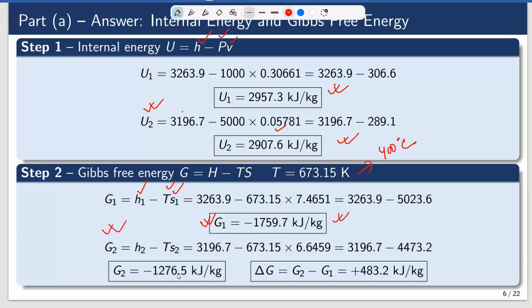Similarly we can also calculate G2. G2 will be H2 minus T S2. We have all this data, so again we can calculate G2. G2 is minus 1276.5 kilojoule per kg. Now from G1 and G2, the Gibbs free energy at the two states, we can also calculate del G. Del G is G2 minus G1, so that is positive 483.2 kilojoule per kg, that we got.